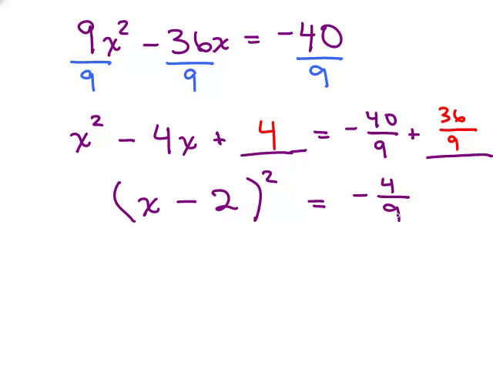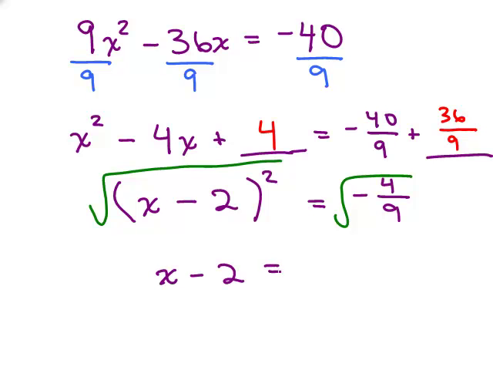Okay. All right, now we have something squared equals -4/9, so we can use the square root property, taking the square root of both sides. So x minus 2 equals, and don't forget, plus or minus. Right, now, anytime you're taking the square root of a negative number, remember that's going to be a complex number. So it's going to be the square root of 4/9 i, correct?